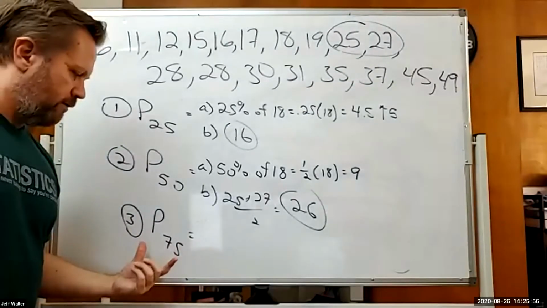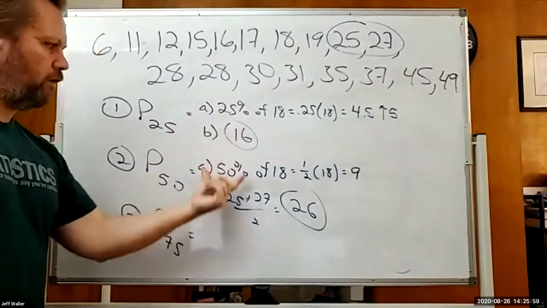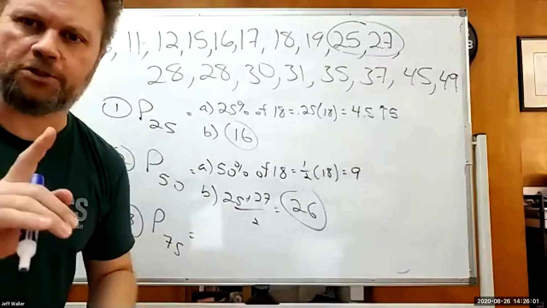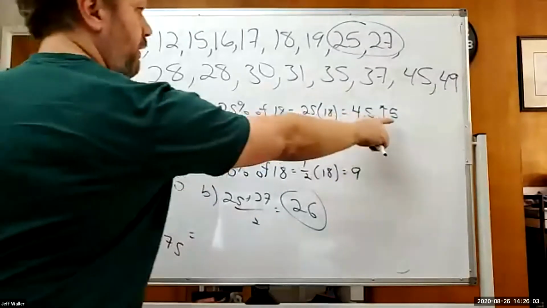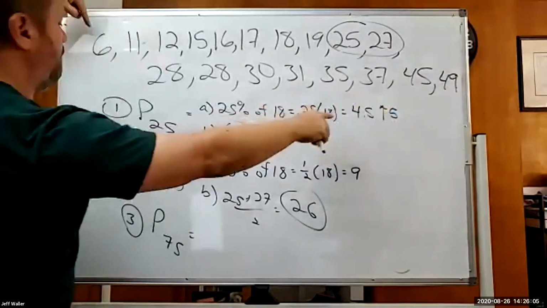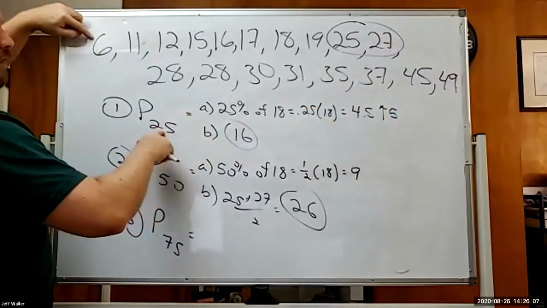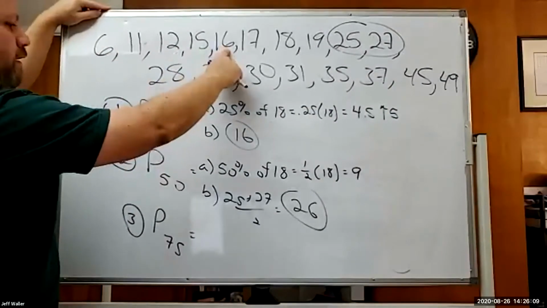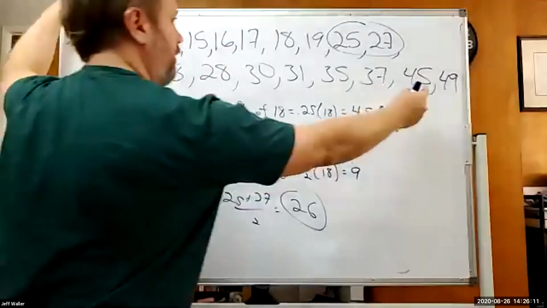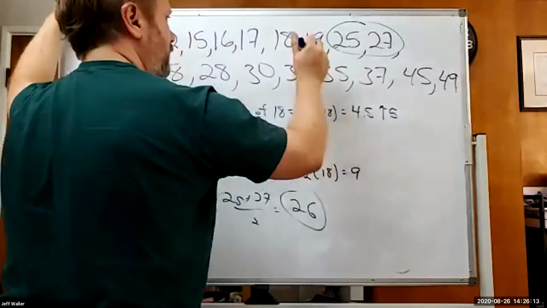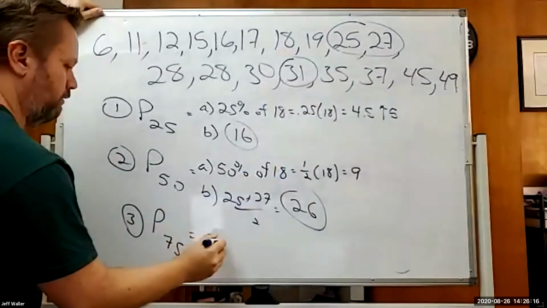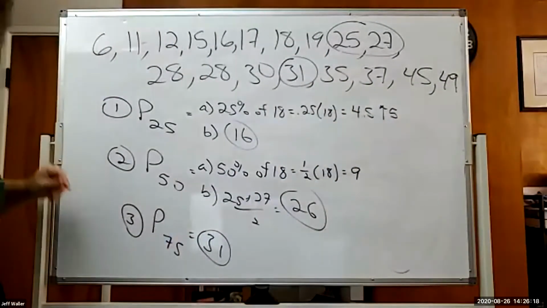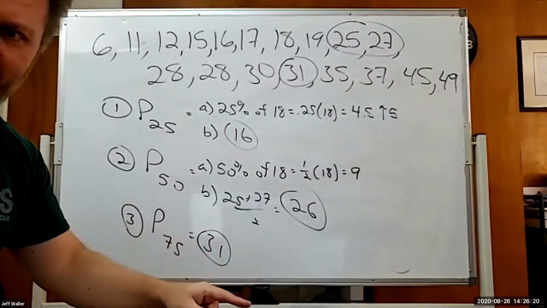Now, P75, you can do the same work you've done, but I want you to notice a little shortcut. How many places in did I have to go from the bottom to get to P25? 1, 2, 3, 4, 5. So can't I just do it mirror image? 1, 2, 3, 4, 5. That's P75. Done.